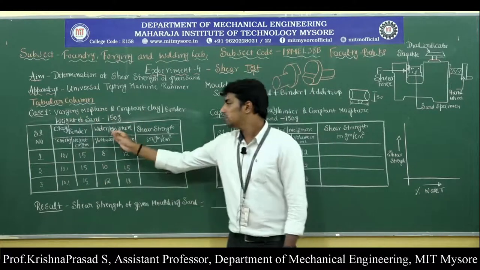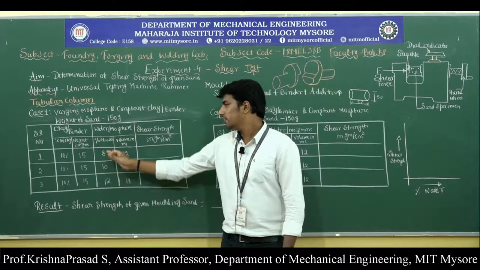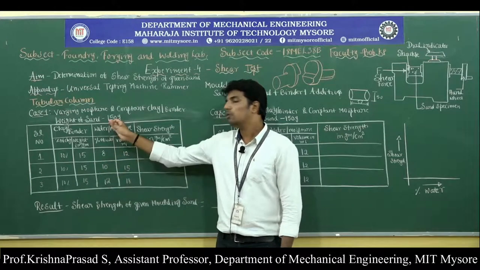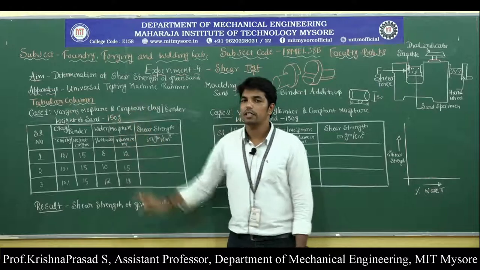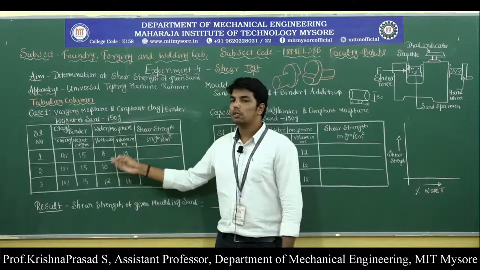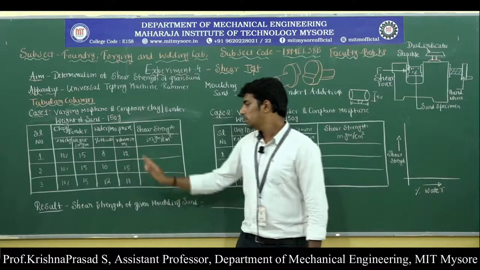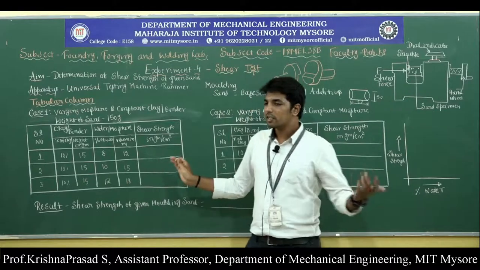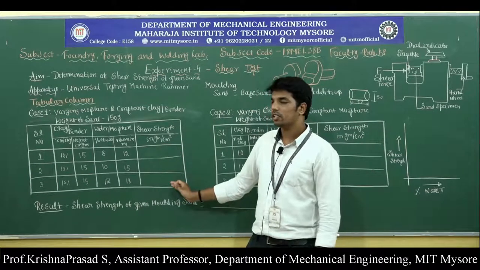Then the percentage of moisture content is varied: 8% of water, 10% of water and 12% of water for 150 grams of molding sand. So 8% of water means 12 ml, 10% of water means 15 ml, and 12% of water is 18 ml. Then conduct the experiment and note down the reading of the shear strength.